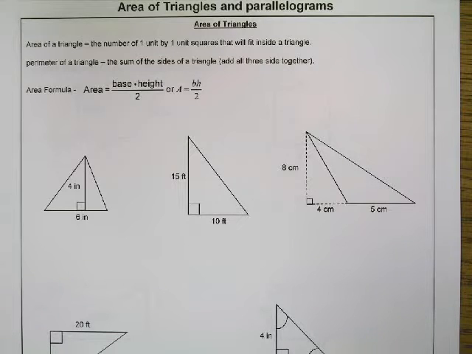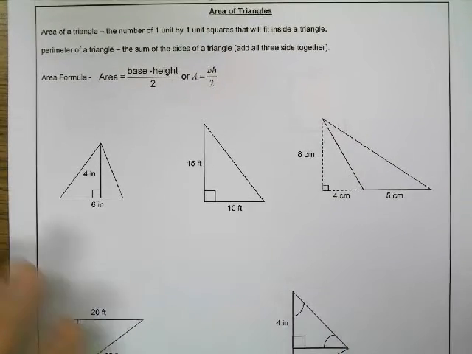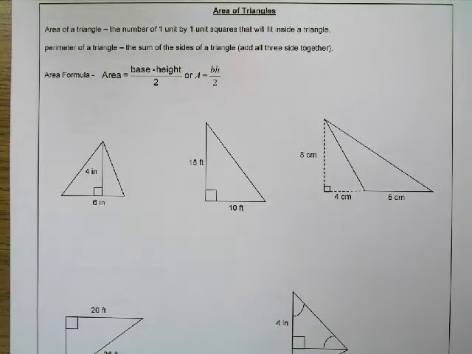If you do not finish it, you will need to finish it and turn it in to Mrs. Kennedy tomorrow. All right, we're going to look at some examples together. First, your definition for area of a triangle: the number of squares, 1 by 1 squares, that will fit inside a triangle. And sometimes they have to be cut into little pieces to make them fit, but that's generally the idea. Perimeter of a triangle: if you're asked to find the perimeter, you add up all 3 sides.